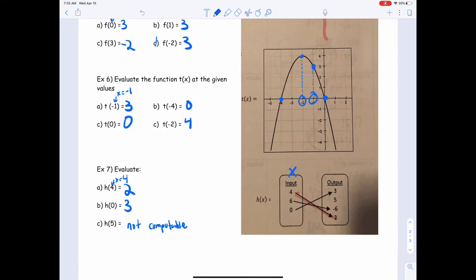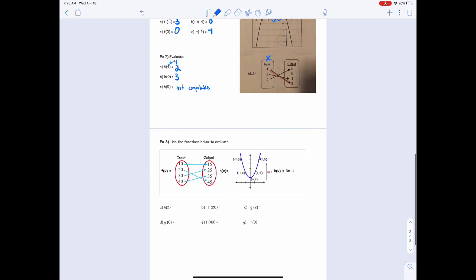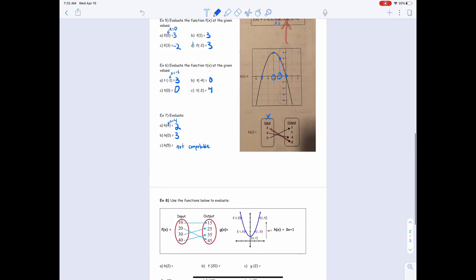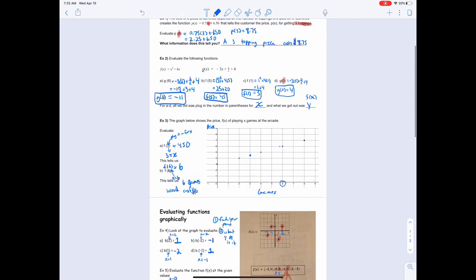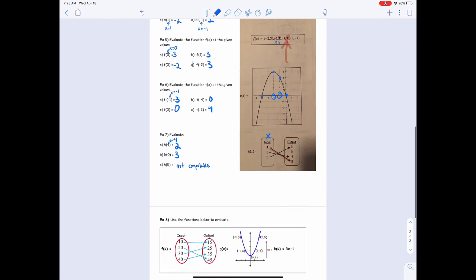All right, so you guys just got to do example 8 for your homework. You just got 6 questions there. But for your assignment, you still need to have 1 through 7 on your Google Docs or on your piece of paper.